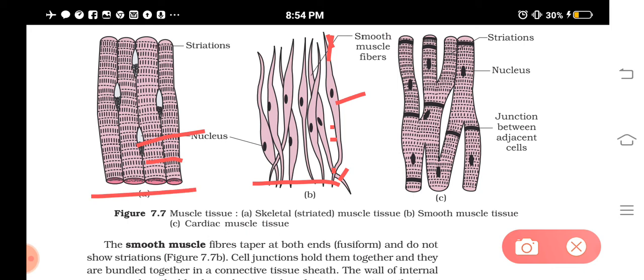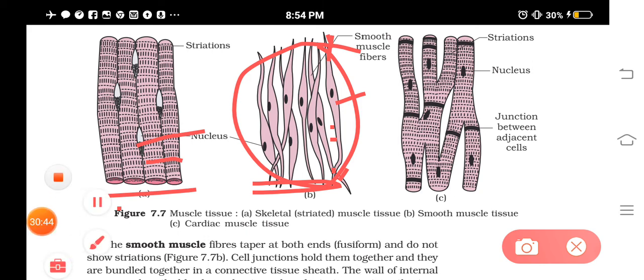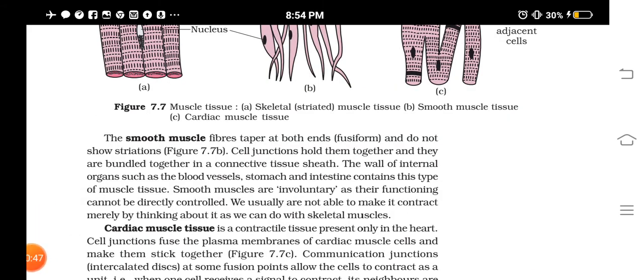So skeletal muscles are voluntary muscles, and these are involuntary, means this type of tissue will not work according to our will. So they are known as what? Involuntary muscles. Okay, so these are found where? In blood vessels, stomach, intestine, etc. And the movement of these parts of the body is not according to our will, isn't it? Blood vessels, we are not thinking or knowing about that. So that's why they are known as involuntary muscles.